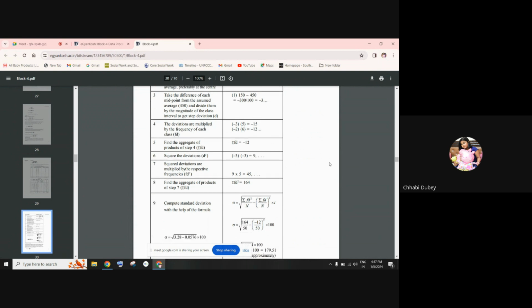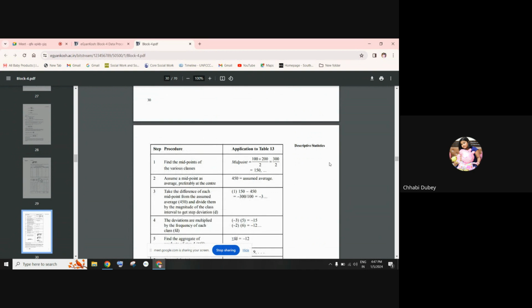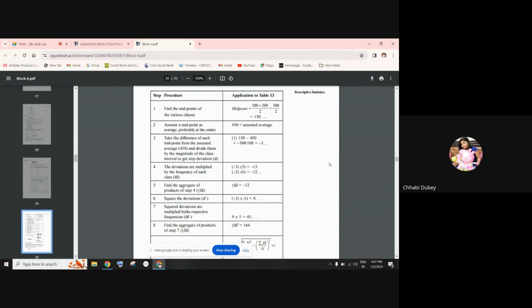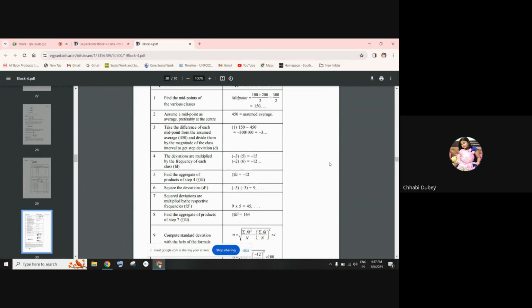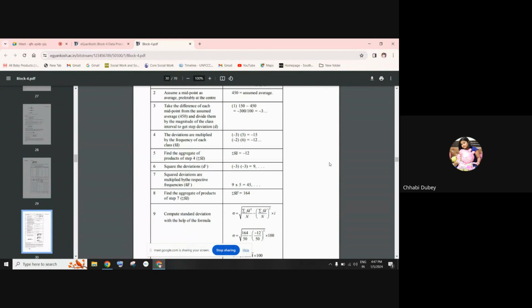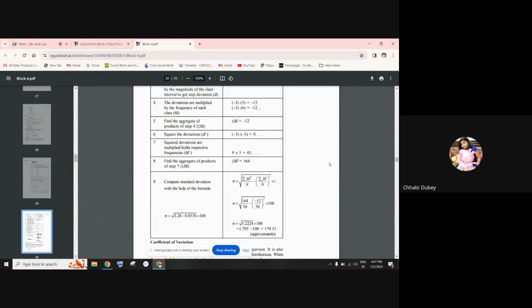Now, these are the various steps which have been given. How can you find out the standard deviation? We'll start with first finding the midpoints of the various classes. Once we find the midpoints, we assume a midpoint as an average and then take the difference of each midpoint from the assumed average and divide by the magnitude of the class interval. Once that is done, the deviations are multiplied by the frequency of each class. Then we will find the aggregate, square the deviations, and finally multiply by the respective frequencies.